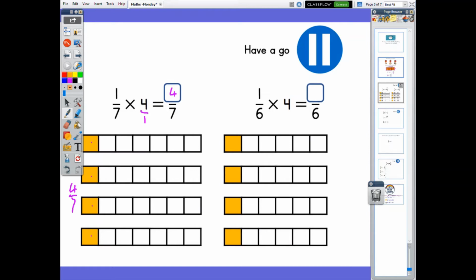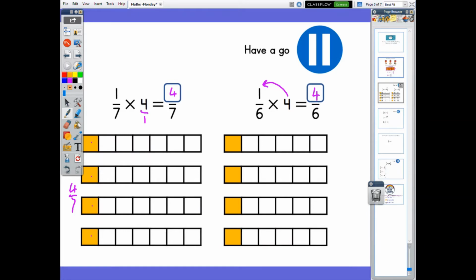And then let's have a look at this one. I've got a 6 times 4 to give me something over 6. So this time, because we know the denominator and you know that it's over 1 already, we could leave that off. So you could do the whole number multiplied by the numerator, okay? So we've got 4 times 1, so we've got 4 sixths.